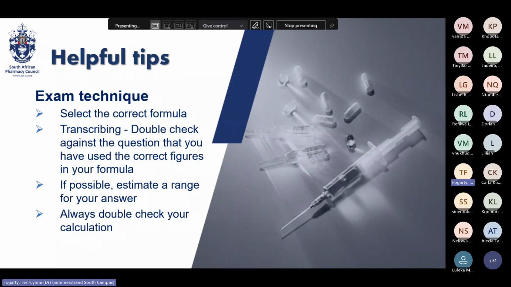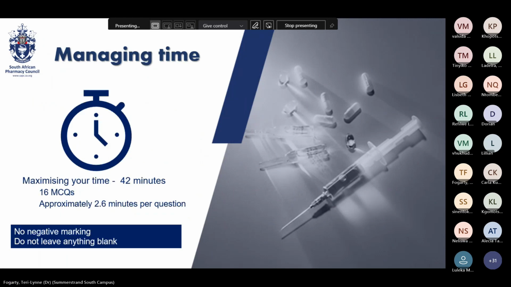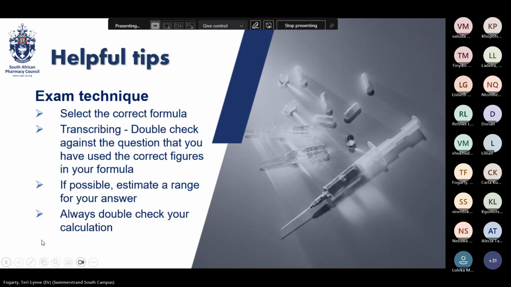And on the screen it says 50 and on the paper I write down 5. Do you think my answer is going to be correct? Doesn't matter if I do everything perfectly right, my answer is going to be wrong because I wrote down the wrong number on the piece of paper. So always check and double check your transcribing. Make sure you've used the correct figures in your formula.